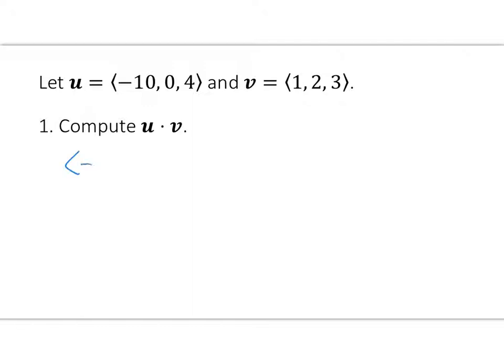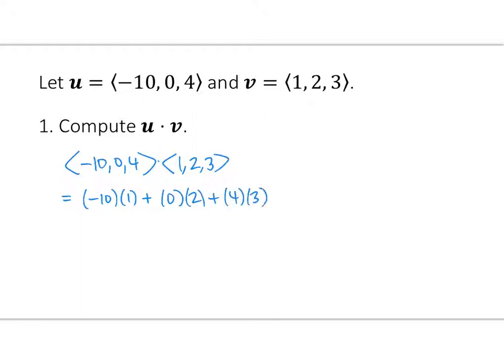If we want to do a dot product of two vectors, we simply multiply the x components, the y components, and if the vectors have them, the z components, and we add together the results of those products. So this is just going to be negative 10 times 1, plus 0 times 2, plus 4 times 3. That's negative 10 plus 0 plus 12, which works out to be 2.